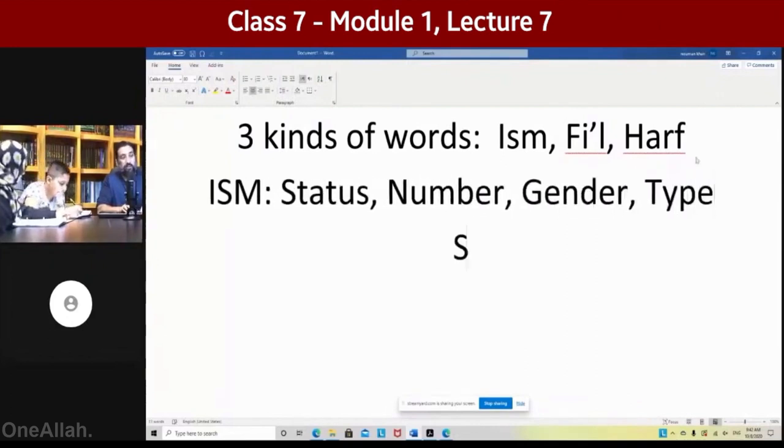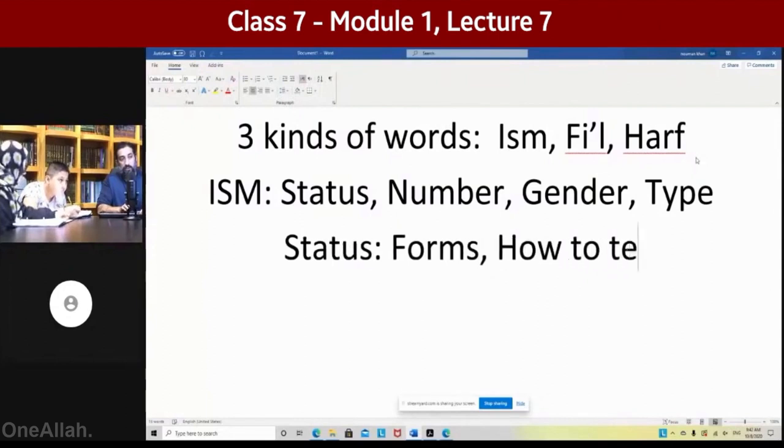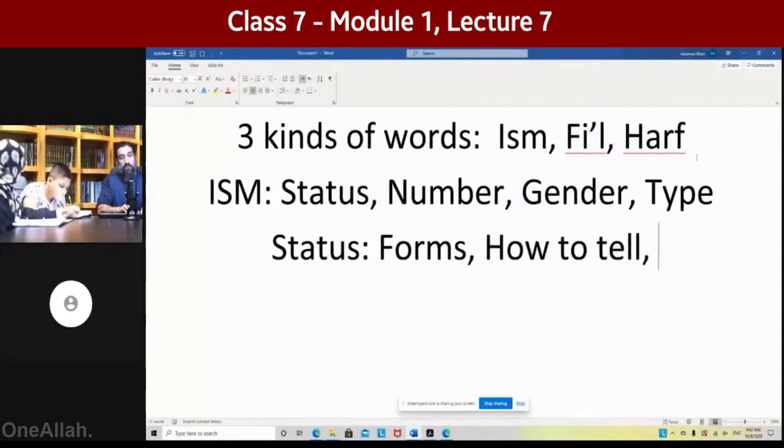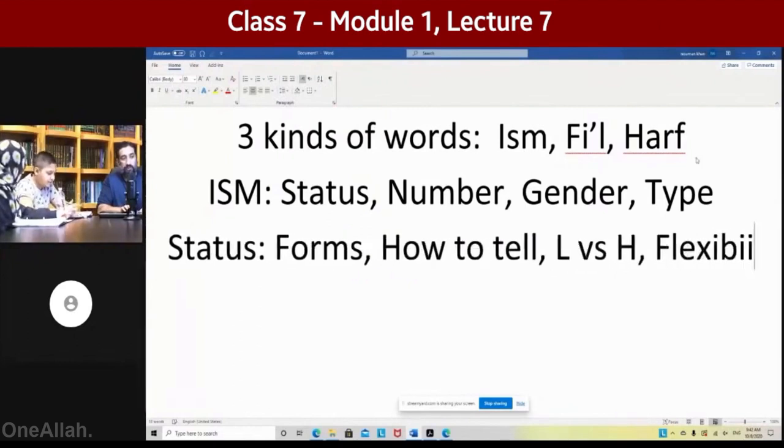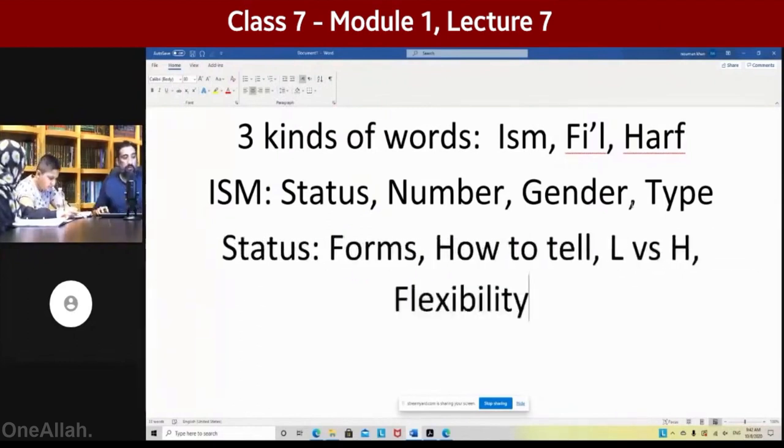Then we study status, and we study forms, how to tell, light versus heavy, and flexibility. Those are the 4 things we studied under status. So we're taking everything we did over the last week and crunching it together, right? This is just a 1 page where everything is there, but for it to make sense, you've got to say stuff out, right?